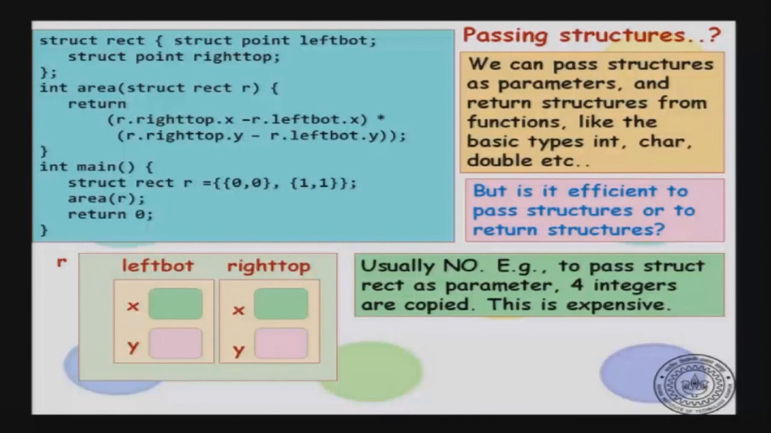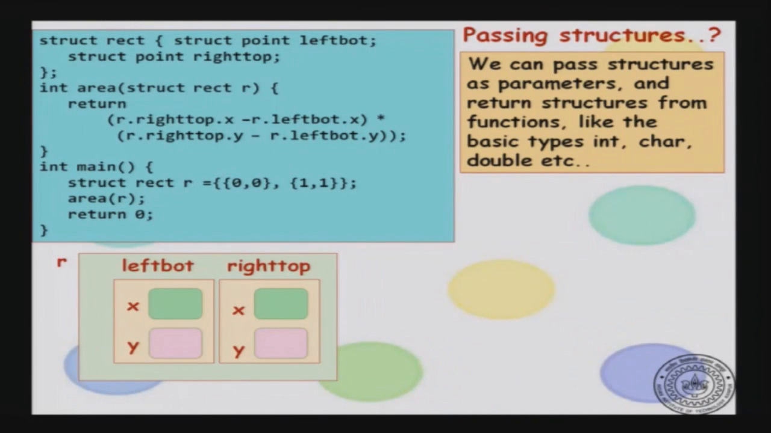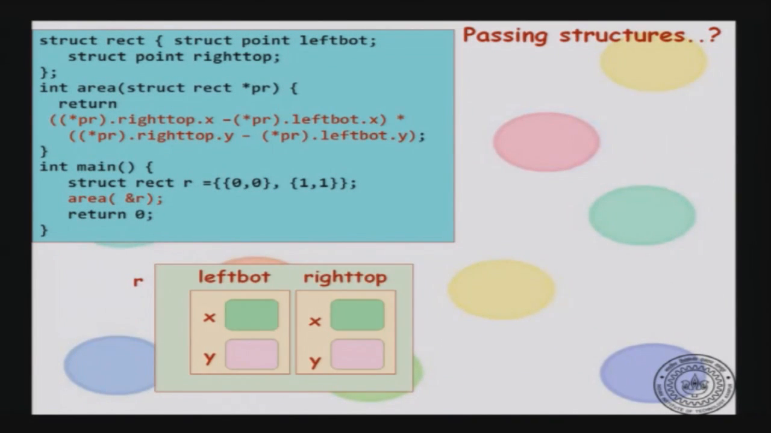So, one way to get around it is to pass a pointer to the structure. What should be done to pass structures to functions in an efficient manner? One way to do it would be to define what is known as a pointer to a structure. How do you define a pointer to a structure? You define it pretty much the same way as a pointer to any other data type. Had this been an integer, you would declare int star pr. So, if you want to declare a variable which is a pointer to a structure, you would define struct rect star pr. So, pr is a pointer to struct rectangle.